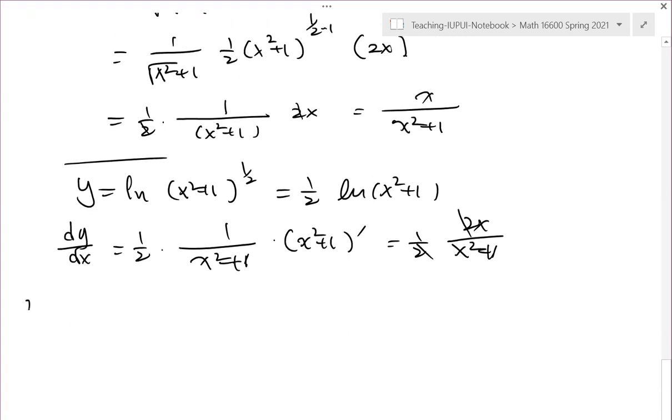Okay, a similar problem is the following one. I still want you to try first, and find the derivative of this function.